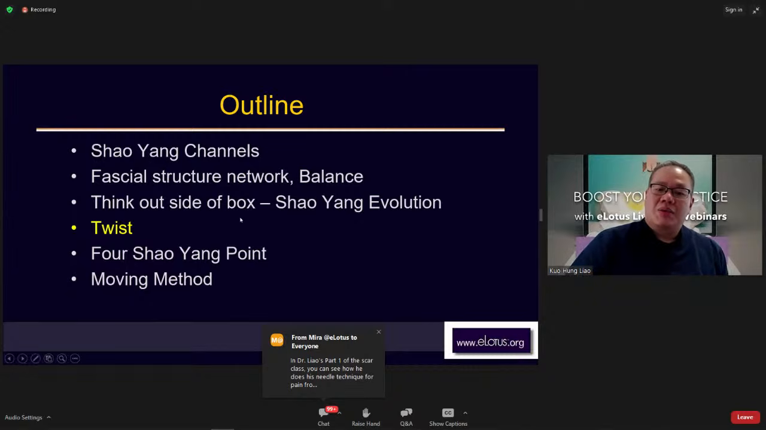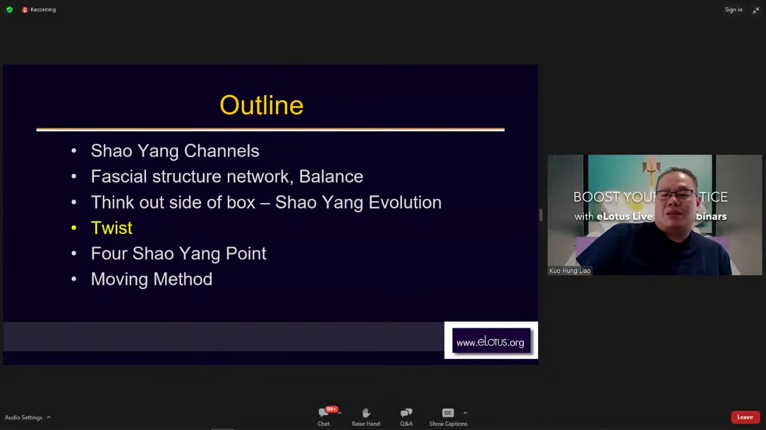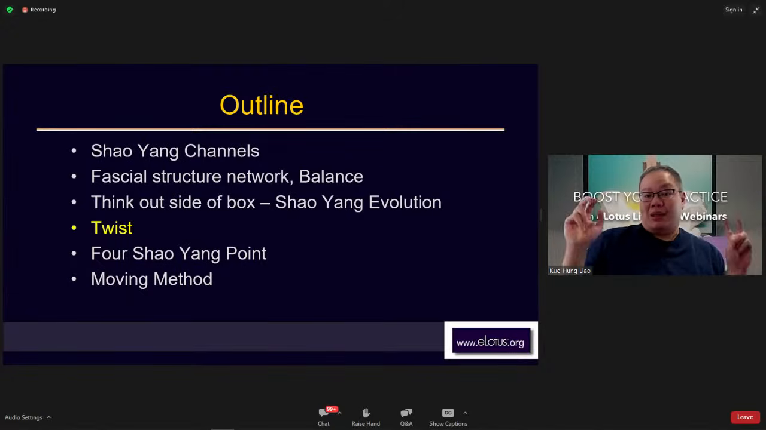And the third item in the outline is thinking outside the box. That's what I think about why the Shaoyang channel is so important, especially for humans as a species. I'll talk about it from an evolutionary angle, so it might be very interesting. I put thinking outside the box because it's what I'm thinking. It doesn't mean it has to be true, but I think it might be very inspiring for a lot of the body structure and how we perform the treatment.